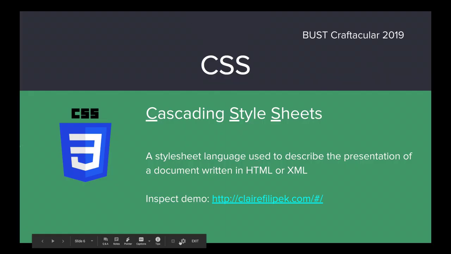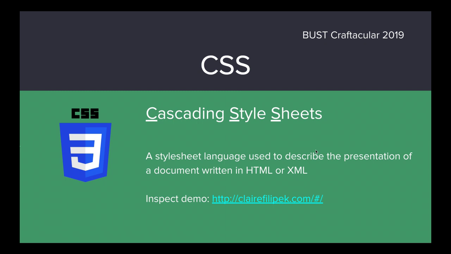Okay, moving on to CSS. So CSS stands for Cascading Style Sheets, and it is a style sheet language used to describe the presentation of a document written in HTML or XML. So what does this mean exactly? As you can see, it's a style sheet. So this is controlling the styling that's happening in our HTML page.